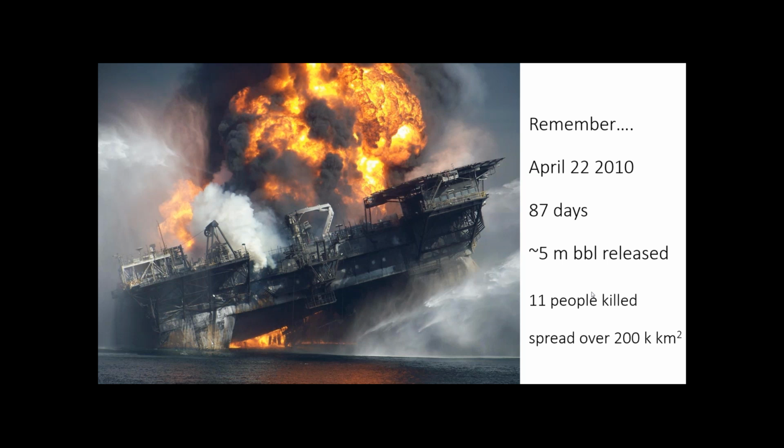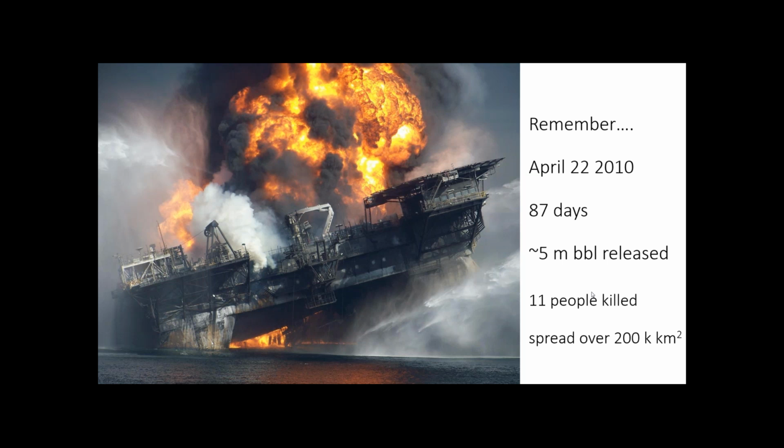Okay, just to bring people back: a decade ago, the event initiated on April 22nd of 2010. I was actually in Japan at the time, ironically, at a fisheries and climate symposium there. And by the time I got back, I didn't realize exactly how big this thing was going to be, but certainly it occupied my entire year from then on.